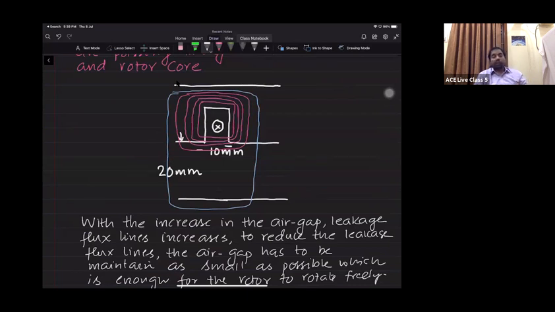That is the reason, particularly in the case of an induction motor, the air gap has to be always as small as possible. If you try to increase the air gap, definitely the leakages will increase. When leakages increase, the mutual flux content will decrease and the performance of the machine will decrease. So the induction motor should be designed with a very small air gap, which is enough for the rotor to rotate freely. We are not supposed to design with a larger air gap. If so, leakages will increase and the performance will come down.